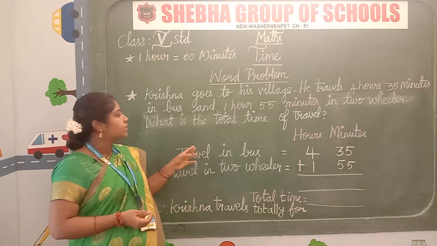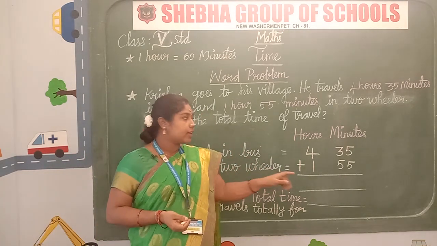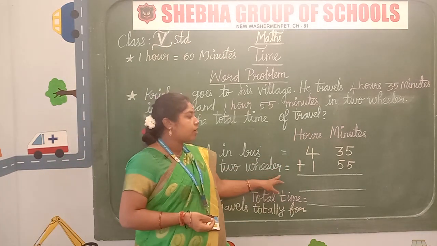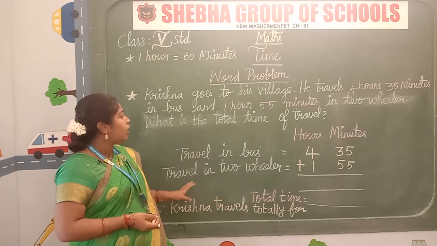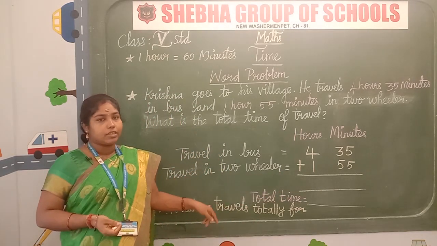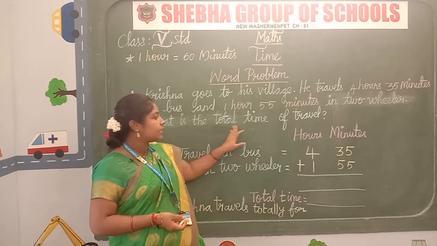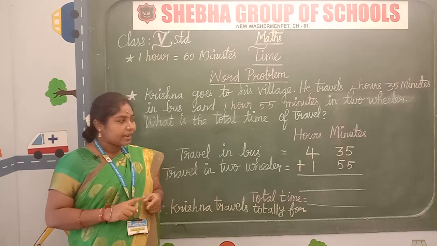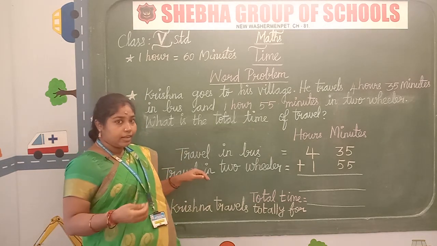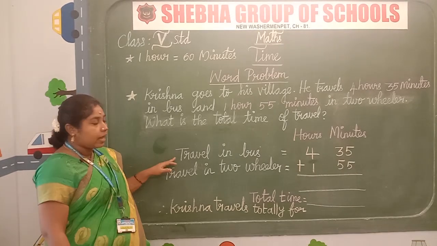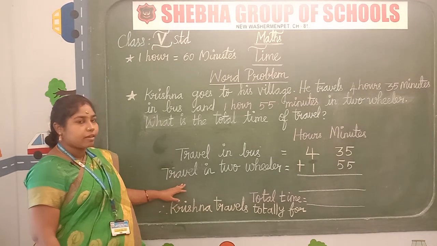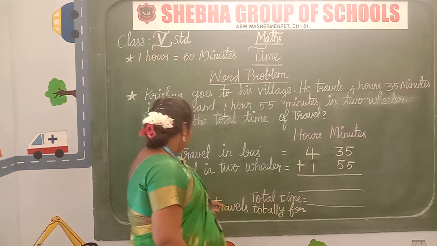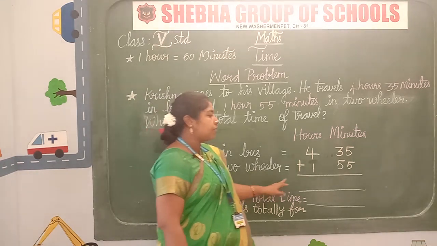He travels in a bus for 4 hours 35 minutes and he is traveling in a two-wheeler for 1 hour 55 minutes. They are asking you what is the total time of travel. So when we see the total, what operation we have to do, children? We have to add the sum. So first I help you for writing your statements. So travel in bus for 4 hours 35 minutes. Travel in two-wheeler 1 hour 55 minutes.